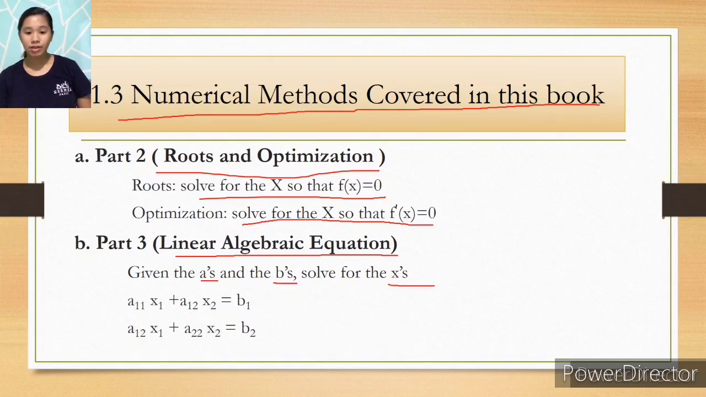So we have a sub 11 x sub 1 plus a sub 12 x sub 2 equals b sub 1, and a sub 21 x sub 1 plus a sub 22 x sub 2 equals b sub 2.